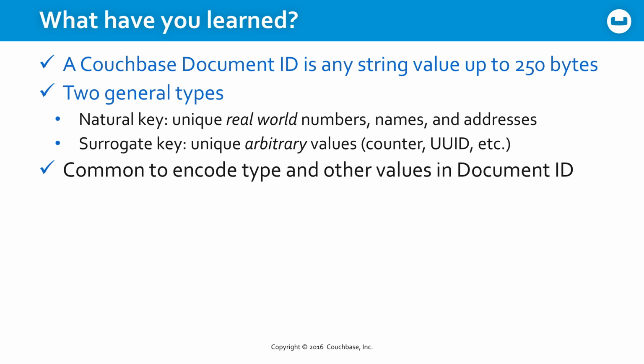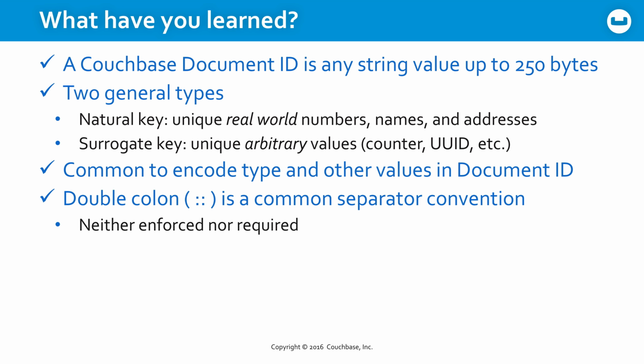It's common to encode other metadata as part of your document ID, such as the document type. As you do so, you'll separate different values within the key with some separator. In the examples we've shown, we use a double colon, but this is neither enforced nor required. You may make different choices because ultimately how you design your keys is part of your data model.